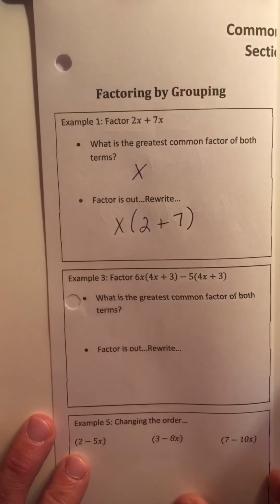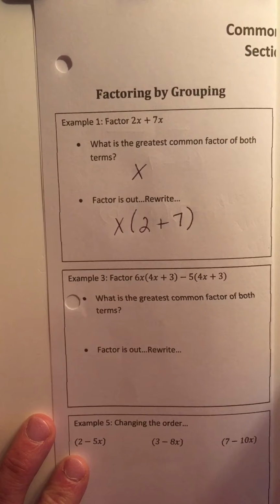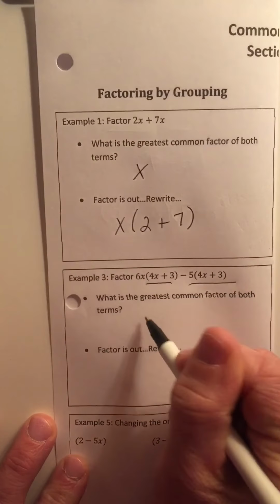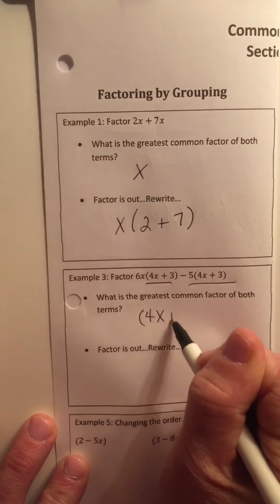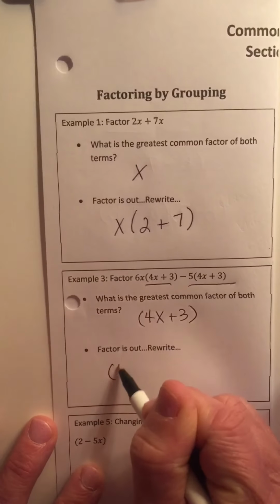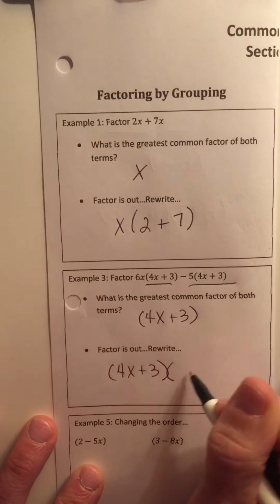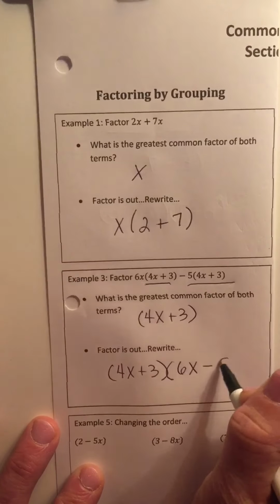Number 3, factor 6x times 4x plus 3 minus 5 times 4x plus 3. Both have a factor of 4x plus 3. So it's 4x plus 3 times 6x minus 5.